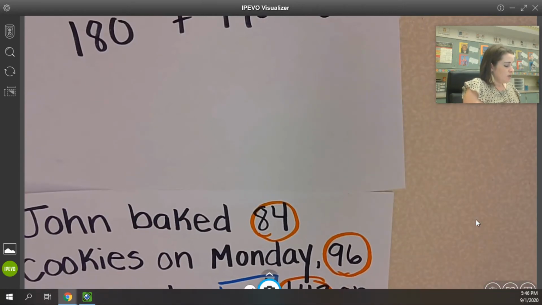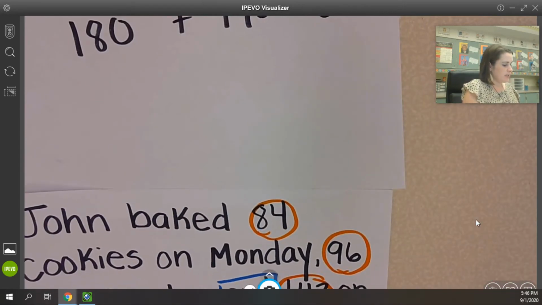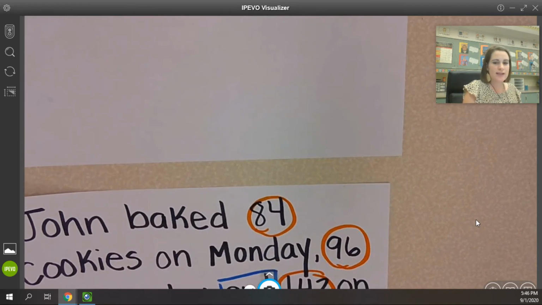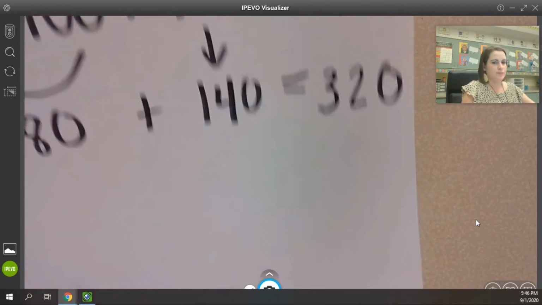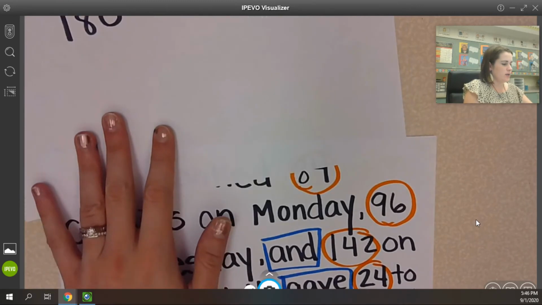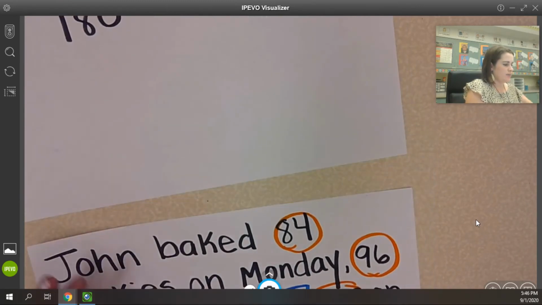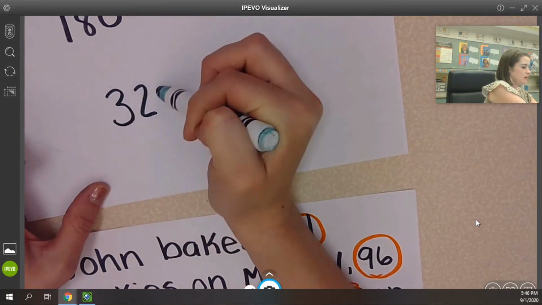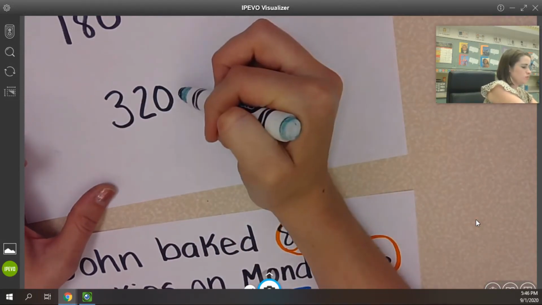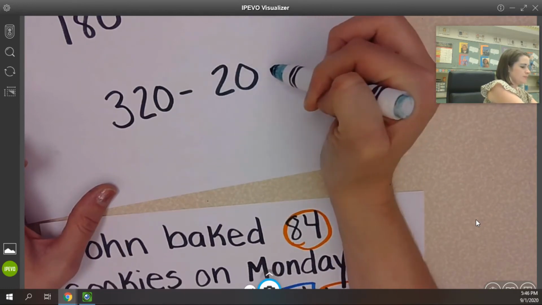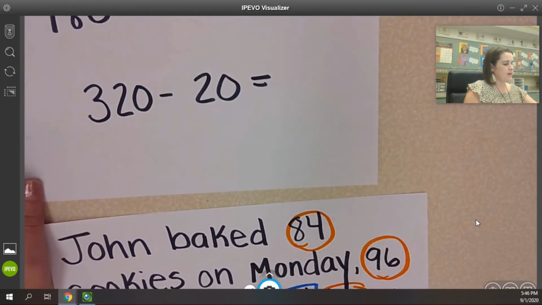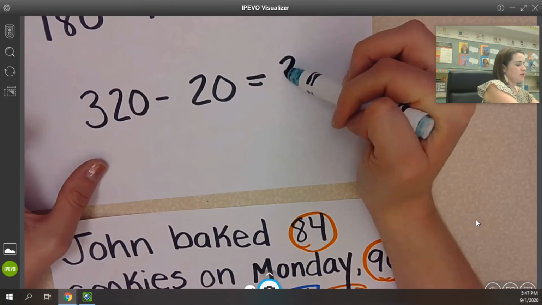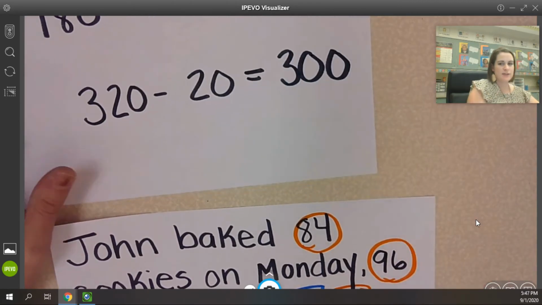So it says he gave 24 to his family. Okay? So now I'm going to do that next step in my problem. Okay, so that's what I have so far. So I'm going to take 320. I'm going to round down to 20. Okay, so that would give me about 300 that he has left.